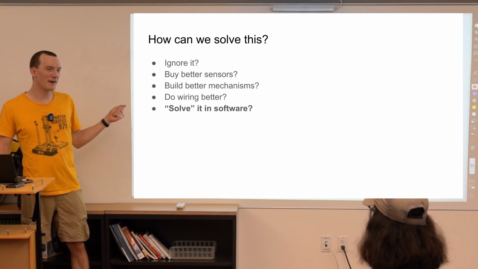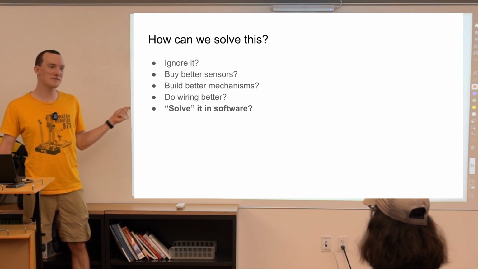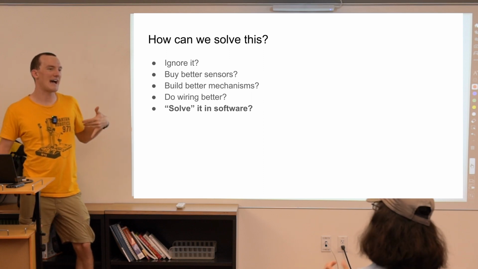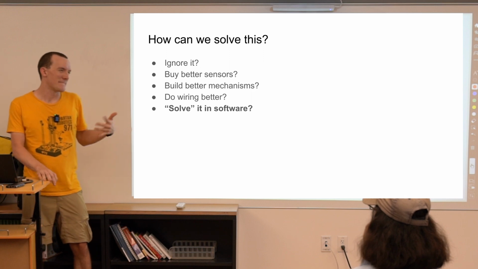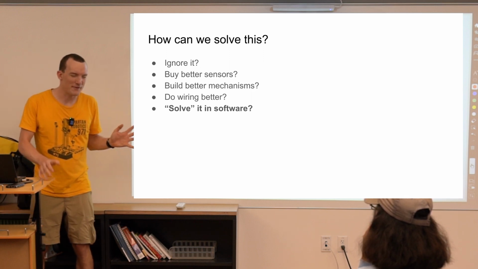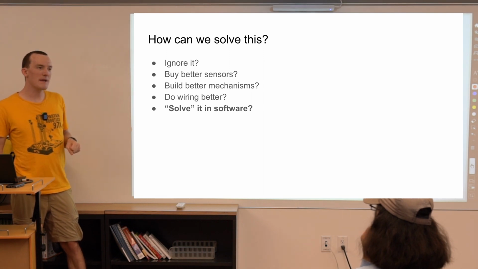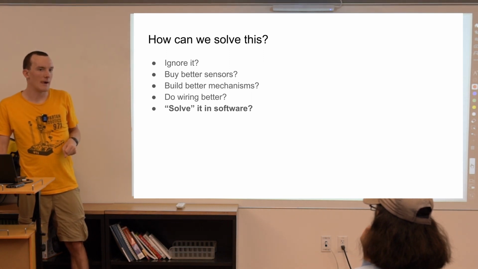So how can we do this? There's a variety of options. You can ignore it. This is a reasonable option in some situations. You may not care that much about precision, but you still maybe want to have a sensor doing something. That's probably not the answer you're looking for if you're watching or listening to this talk, but it's sometimes valid.